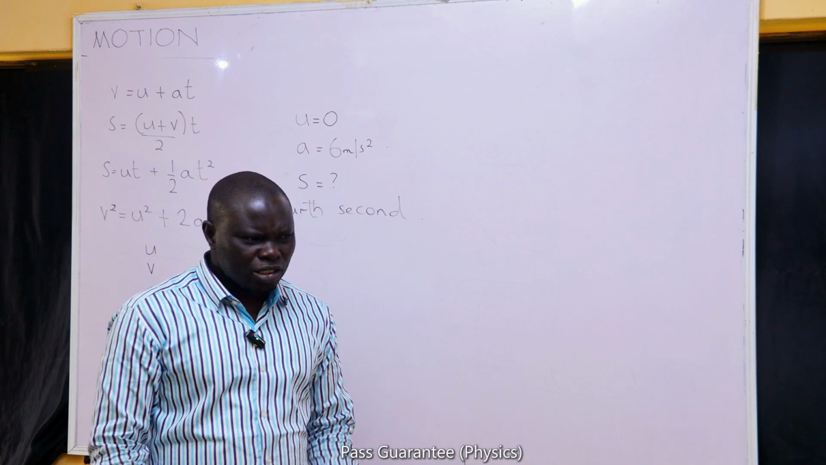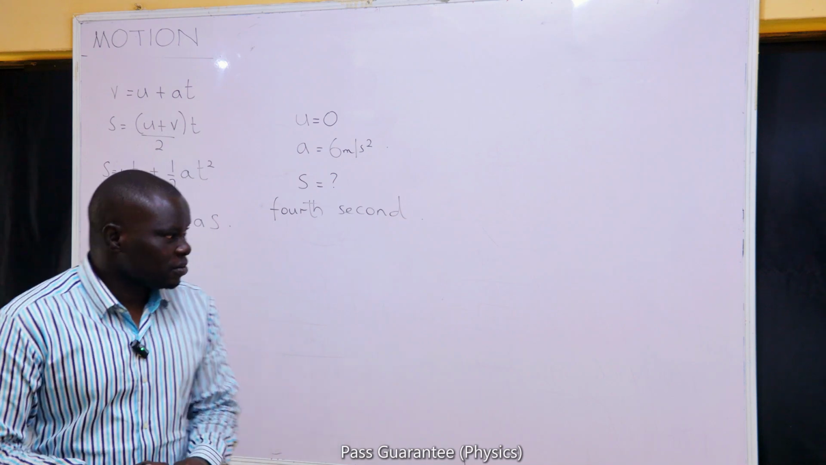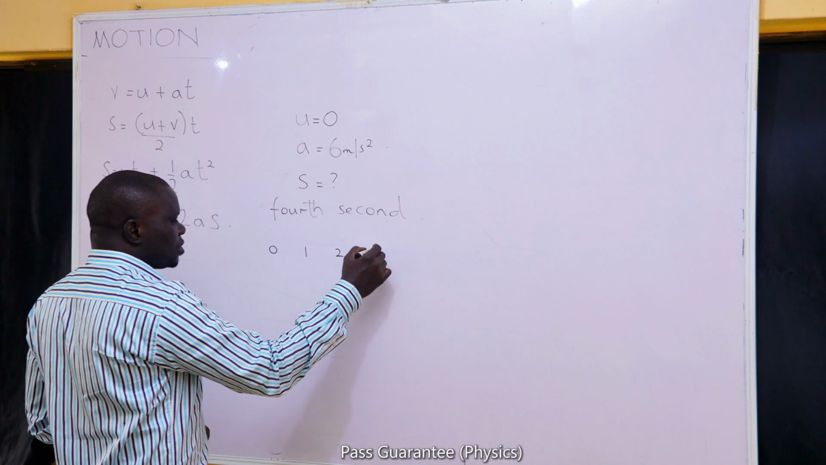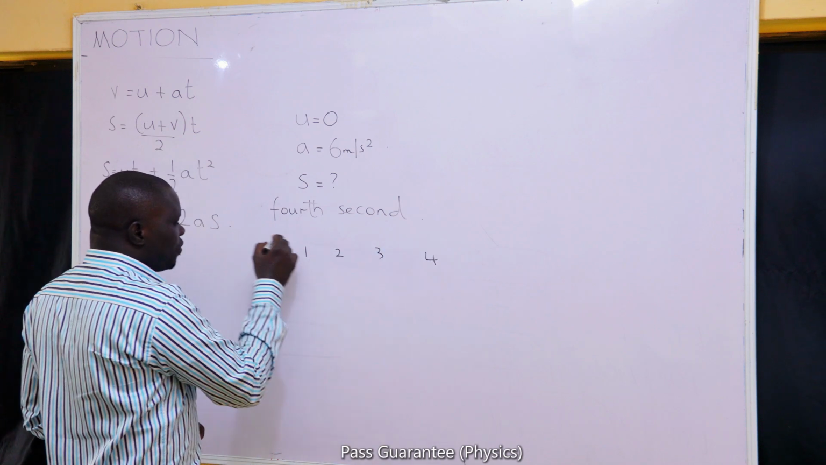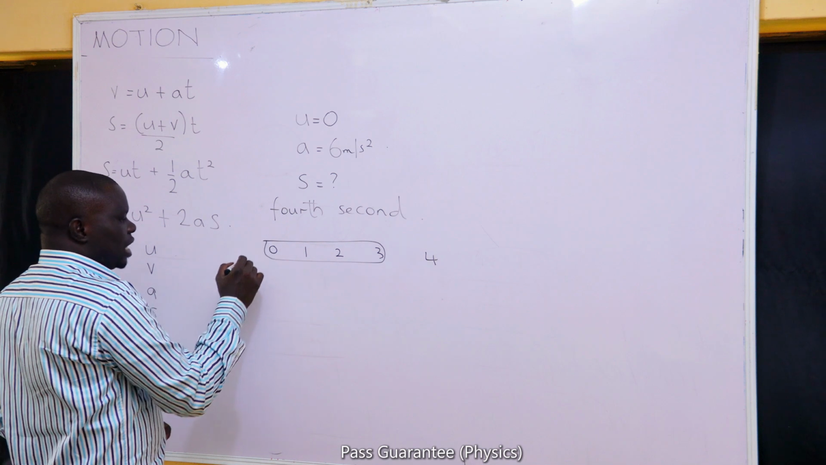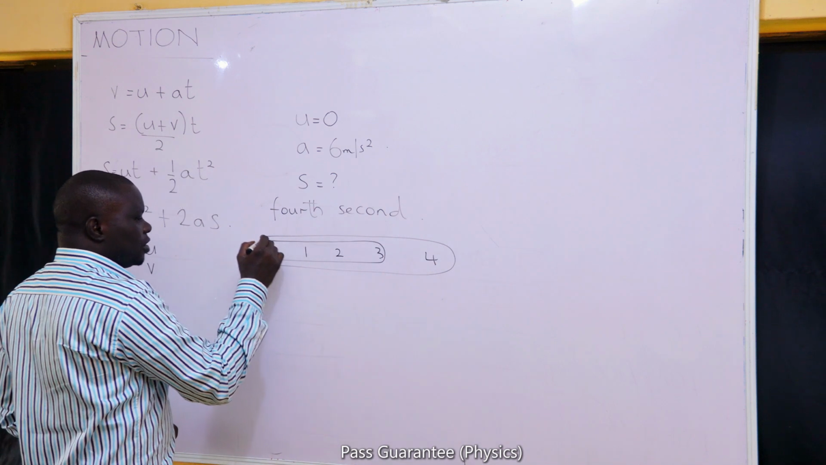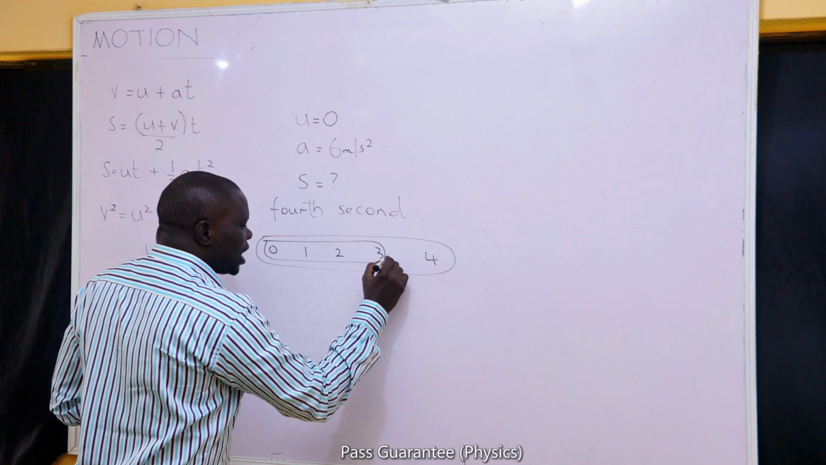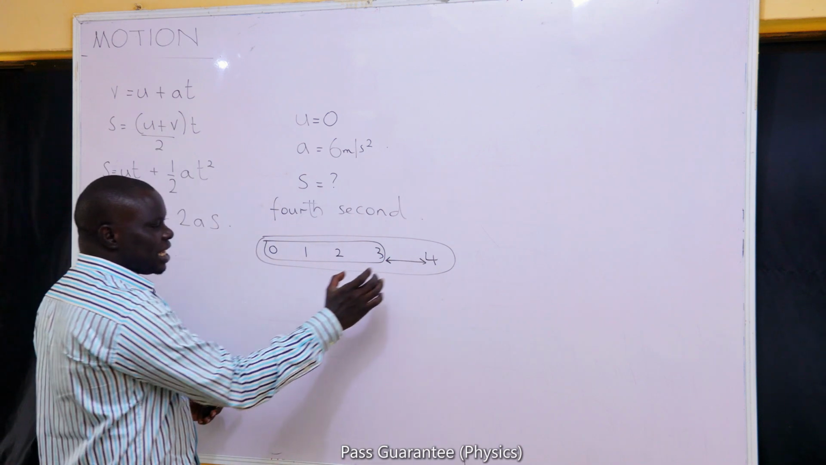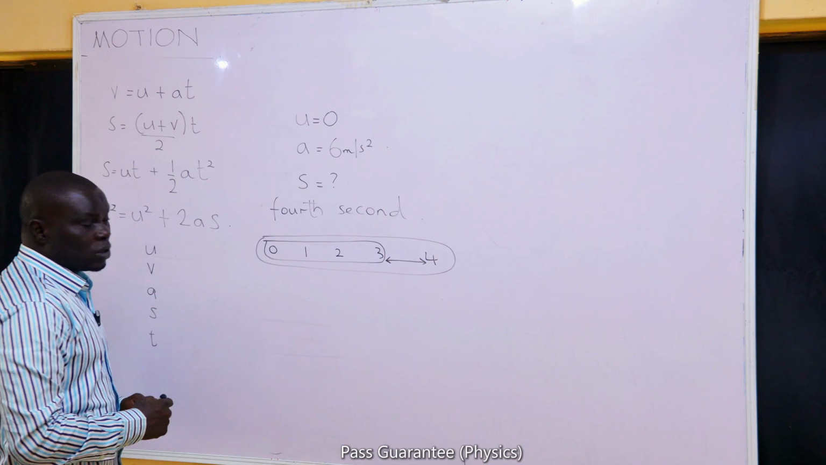second. So if you want me to find the distance traveled within the 4th second, 0 seconds, 1 second, 2 seconds, 3 seconds, 4 seconds, I will find the distance traveled after 3 seconds. I will also find the distance traveled after 4 seconds. Then I will subtract the 2 of them from each other to get the distance traveled within the 4th second, which is here. So that is what the question wants me to find.